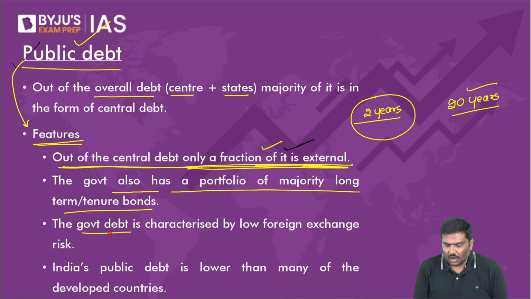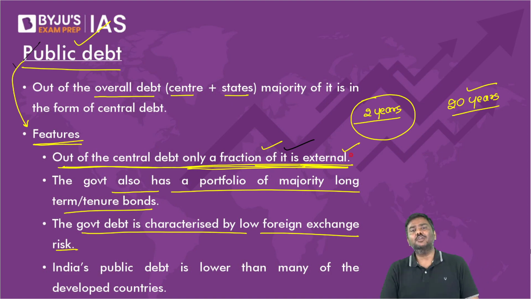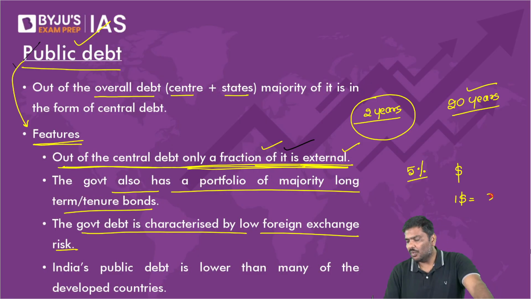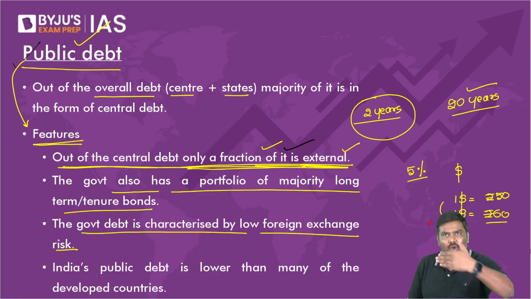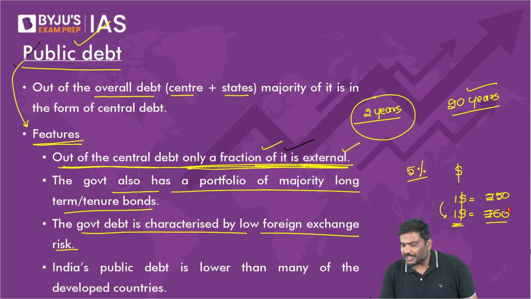The government debt is characterized by low foreign exchange rate risk. Let me connect it to point number one. Imagine you have borrowed money, and only 5% of this is external in nature, meaning you have borrowed in terms of dollars. Now, if today $1 is equal to 50 rupees, and $1 is equal to 60 rupees after 1 year, and you have to repay $1 after 1 year, don't you think foreign exchange rate is a risk for you?